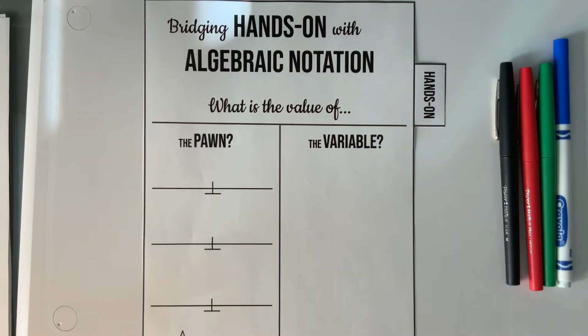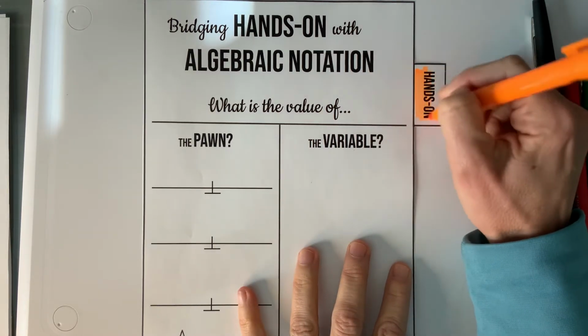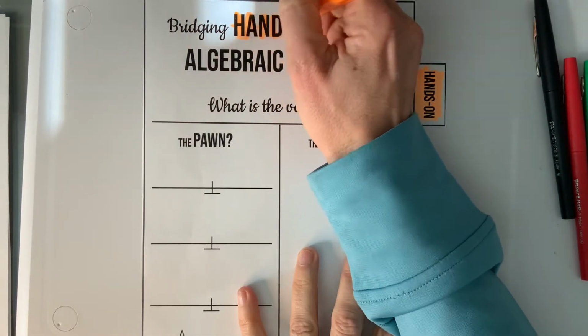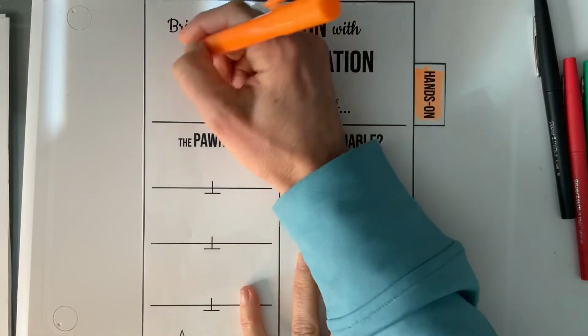This is the second video in our series on our booklet of solving algebraic equations. All right, so on this page, we are going to be looking at bridging our hands-on equations, notations, and manipulatives with algebraic notation.